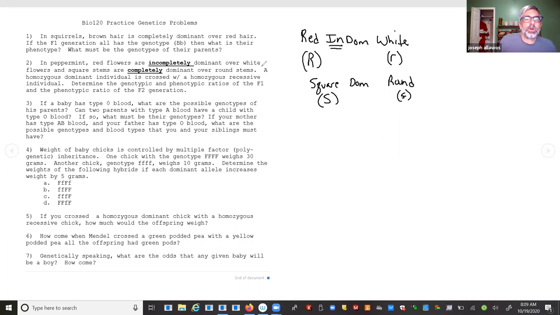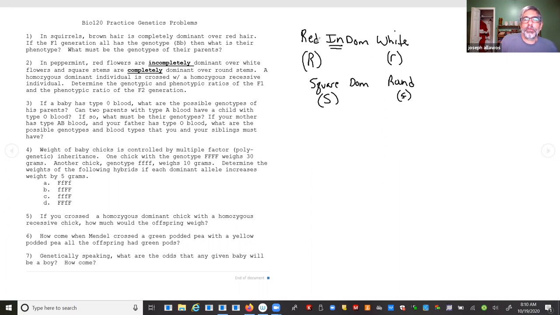Okay, now it says we're crossing a homozygous dominant with a homozygous recessive. We want to know the genotypic and phenotypic ratios of the F1 and then the phenotypic ratio of the F2. Okay, so let's work on this. Let's set this problem up. I'm dealing with a homozygous dominant individual. We're assuming it's homozygous dominant for both the traits. Okay.